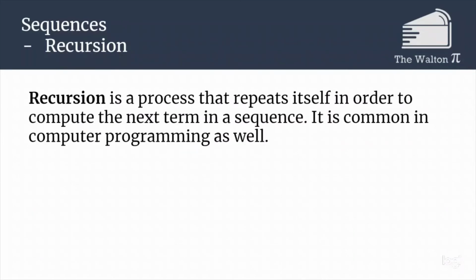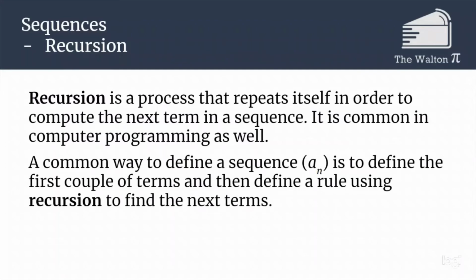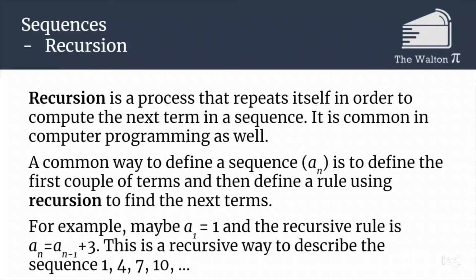We could also define it using what's called recursion. Recursion is a process that repeats itself in order to compute the next term in the sequence. One place that you might see this is in computer programming, but we can use recursion to define a sequence. We might define the first few terms and then define a rule that uses recursion to find the next terms. For example, we might say that a sub 1 is equal to 1, and then a recursive rule says that a sub n is equal to a sub n minus 1 plus 3, meaning take whatever the last term in the sequence was and add 3.